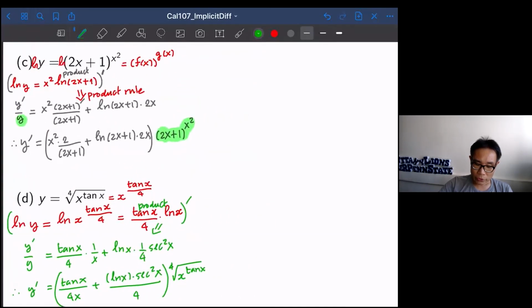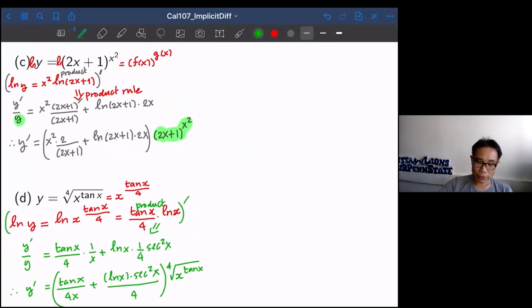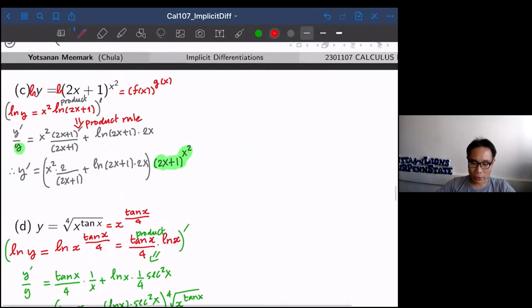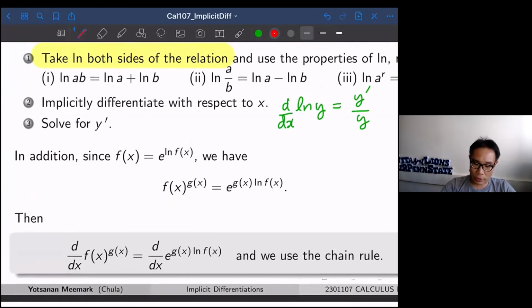However, for question C and question D, when you have a function to a function, f(x) to the g(x), there is another way to do this. You'll be able to write this as e to the g(x) log f(x). Let's recall something first. I told you at the beginning of this lecture that e and log cancel each other. So we have f(x) equal to e to the log of f(x).